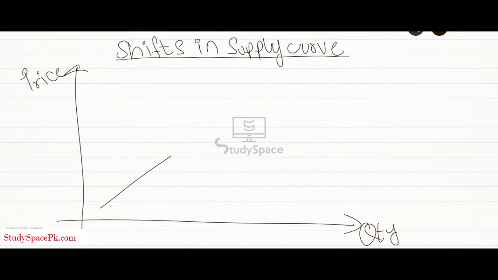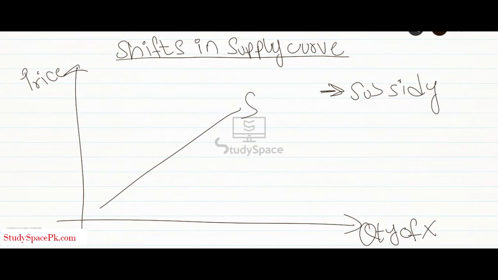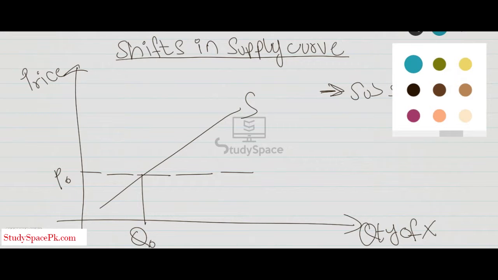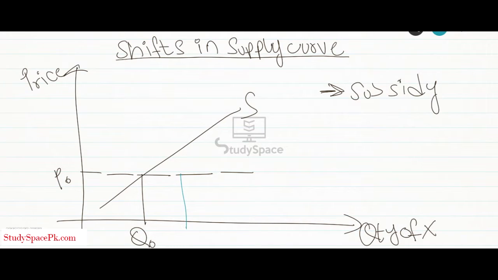Let's say this is the original supply curve S, and now the government has introduced a new subsidy for the production of good X. Let's say this is the quantity of X. If the initial price in the market was P0 and the initial quantity supplied was Q0, now due to the increased incentive from the subsidy, the producer might want to produce quantity Q1 at that given price.